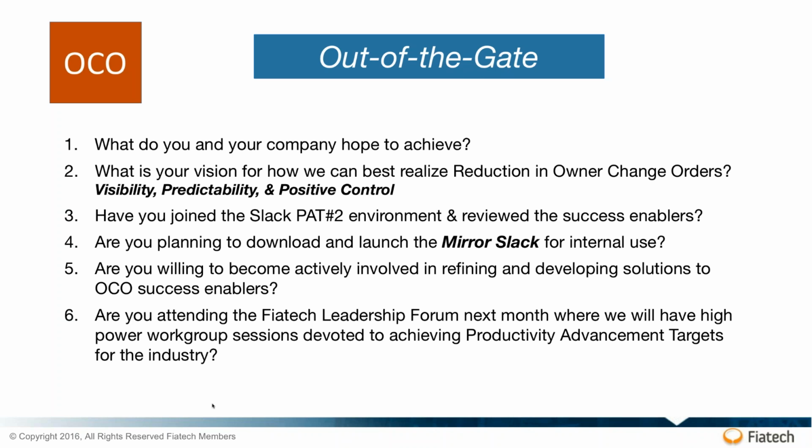At the end of the day, I think that the reduction in change orders, if you were to simplify it, has to do with how you go about increasing visibility, predictability, and attaining positive control. By the way, if you haven't viewed the Slack PAT number 2 environment, please review the success enablers as soon as you get a chance.